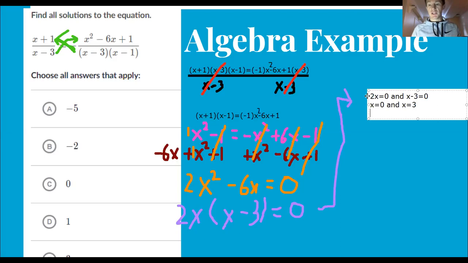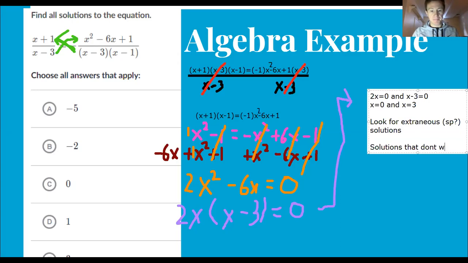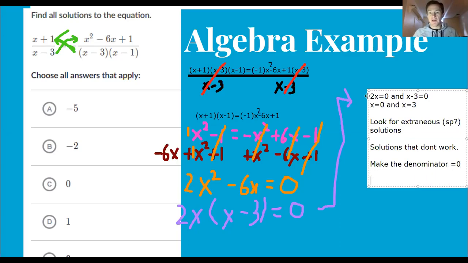However, there's one last thing that we need to check. We need to check for extraneous or extra solutions. Extraneous could be spelled wrong, it's not a strength of mine, so if it is, my bad. What are extraneous solutions? They are solutions that don't work. Most commonly, they're going to make the denominator zero, and that doesn't work because that is not defined in our system of mathematics.